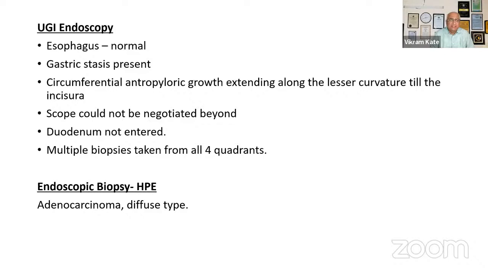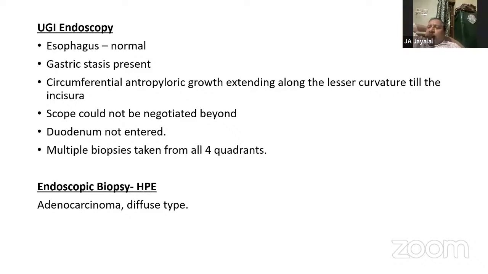How will you interpret these endoscopic findings? Endoscopy is indicating that there is a lesion which is obstructing the outlet of the stomach, in the antropyloric region, and it is circumferential, causing complete obstruction as the scope was not passed beyond the duodenum.